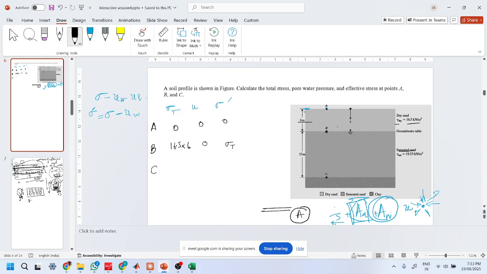The next layer is sound, but it is below the groundwater level. So, mentioning that the soil beneath the groundwater level will have a submerged unit weight. The gamma saturated is 2.25, gamma submerged is gamma saturated minus 10, so it will be 1.25 into 13. This one will be gamma times 10 into 13. The gamma dash will be subtracted and we have to add sigma b.